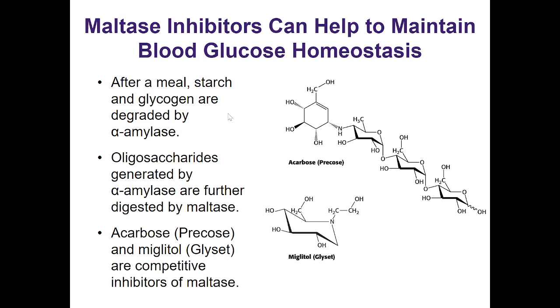So after a meal, we have starch and glycogen. These are going to be degraded by alpha amylase. Oligosaccharides will be generated by the alpha amylase and are going to be further digested by maltase, again being the enzyme that will act on maltose. Acarbose, or Precose, that's this one right here, and miglitol, or Glyset, which is right there, are actually competitive inhibitors for the maltase.